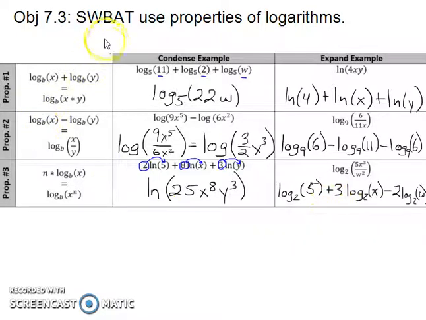So our objective was that you use properties of logarithms. Again, there's 3 of them, and these 3 properties can be used forwards or backwards by condensing or expanding.